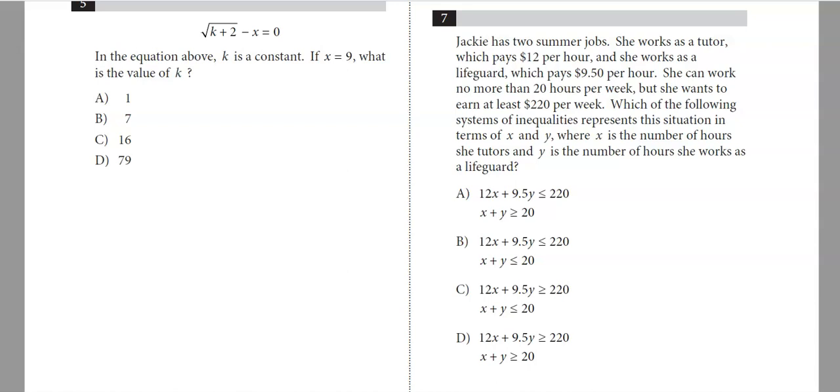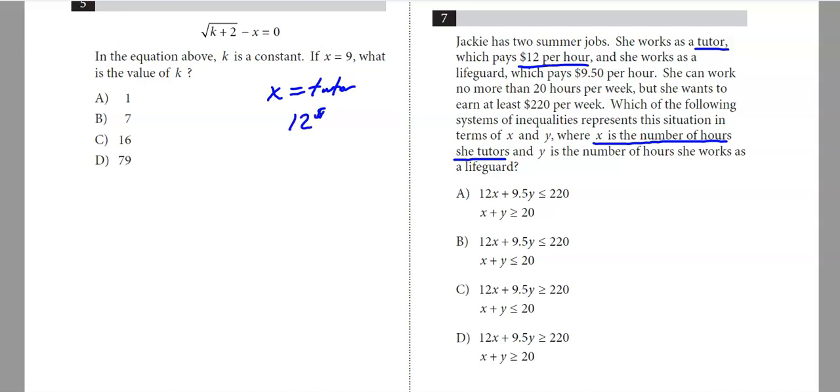Jackie has 2 summer jobs. She works as a tutor. So tutor is $12 per hour. What letter are we using there? X is the number of hours she tutors. So we need to kind of keep that straight. X equals tutor, and that was $12 per hour.